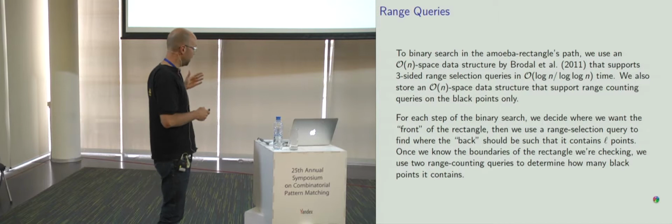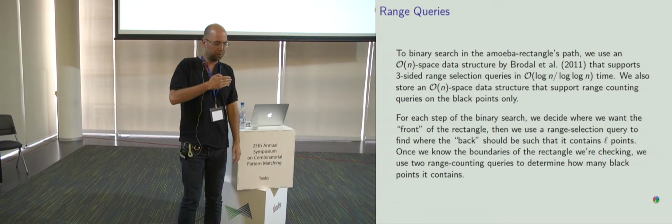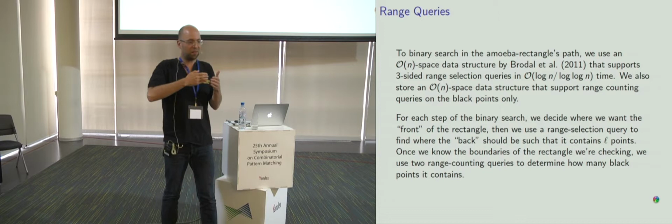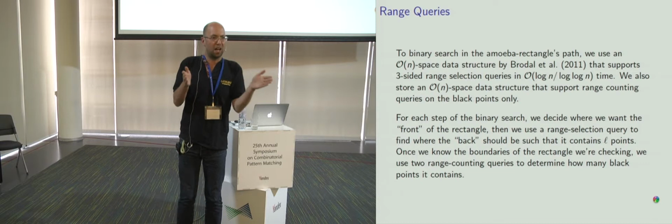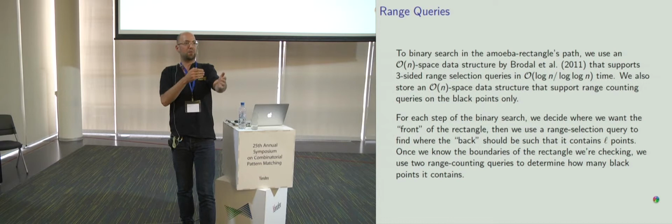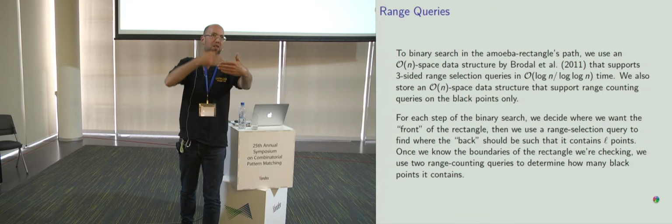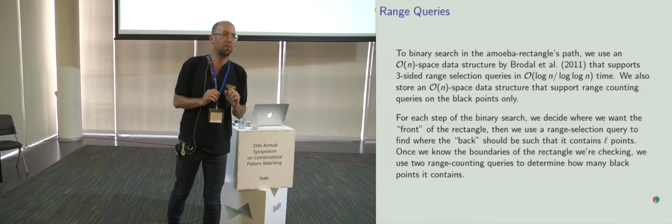And now, to binary search, you say, okay, I reduce to rank space. You figure out where you want the front of the amoeboid rectangle to be, and you know where the sides are, so you do a three-sided range query, and you figure out where the back has to be to get the right number of points. Then you do a range counting query on the number of black points in there.